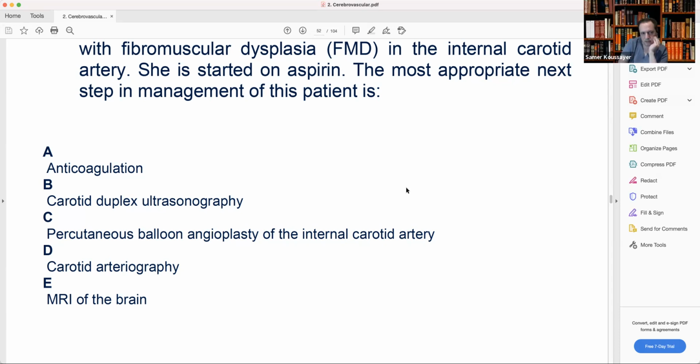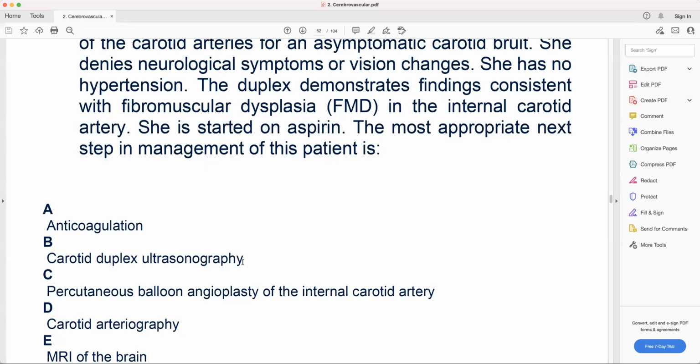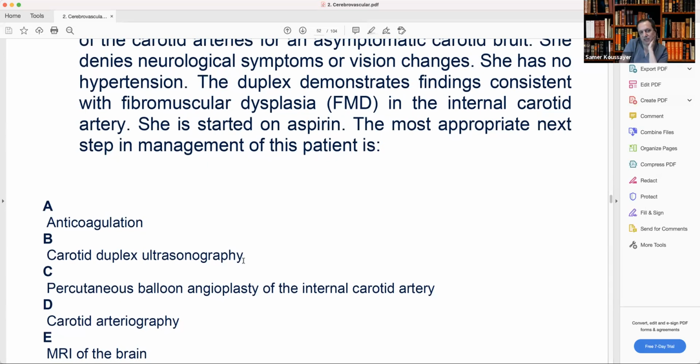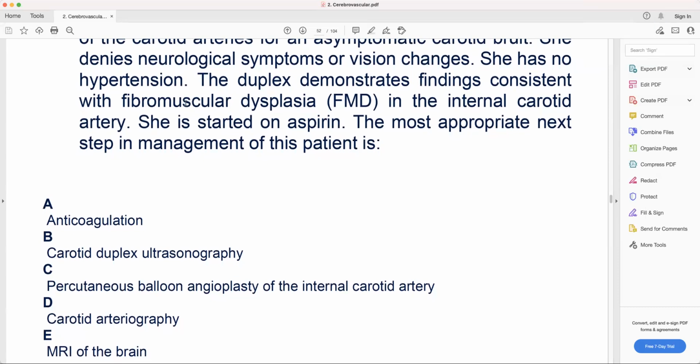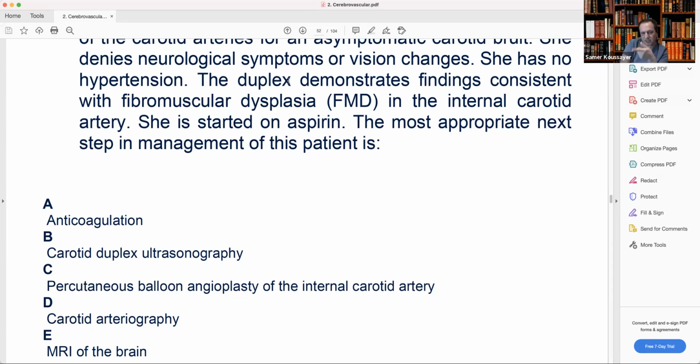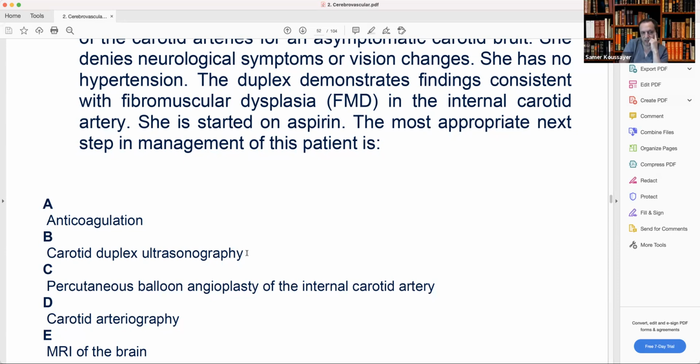Yes and no. Yes, we do carotid ultrasound, but she already has a duplex ultrasound. The duplex already demonstrated findings. So I don't know why they give us this option. I didn't understand why they included carotid ultrasound, because the duplex demonstrated findings consistent with FMD in the artery. Maybe they meant follow-up with a duplex ultrasound every 6 months. It could be, and it's not wrong, but it just doesn't sound right. It doesn't make sense to me why they put it.